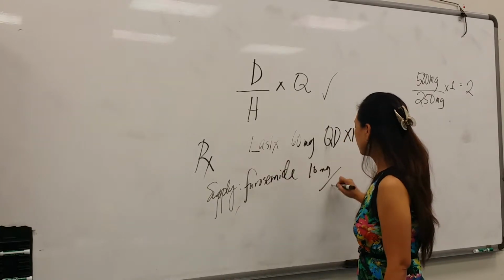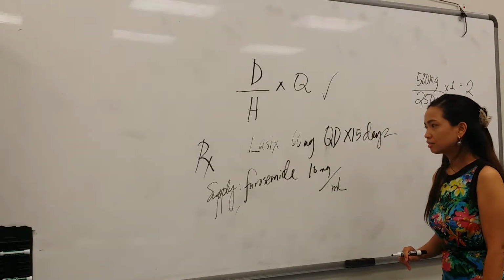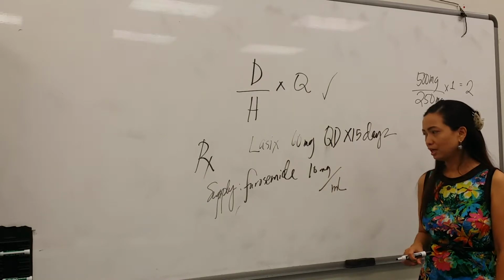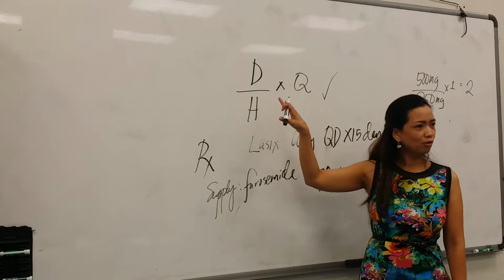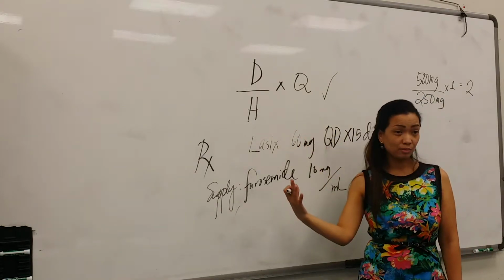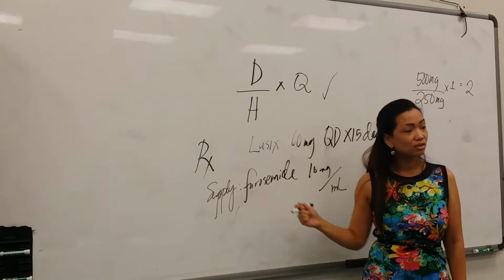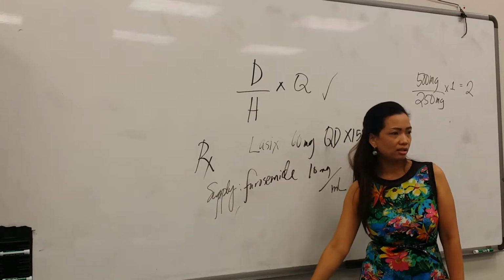Milligrams per ml. What did the doctor desire for the patient? 60 milligrams. But what do you have? 10 milligrams per ml. That's why I don't like using this formula once we get to the liquid form, because it doesn't make sense. You see what I'm talking about? I'd like to use ratio and proportion once you get to the liquid form, figuring out how much to give to the patient. Okay, single dose.